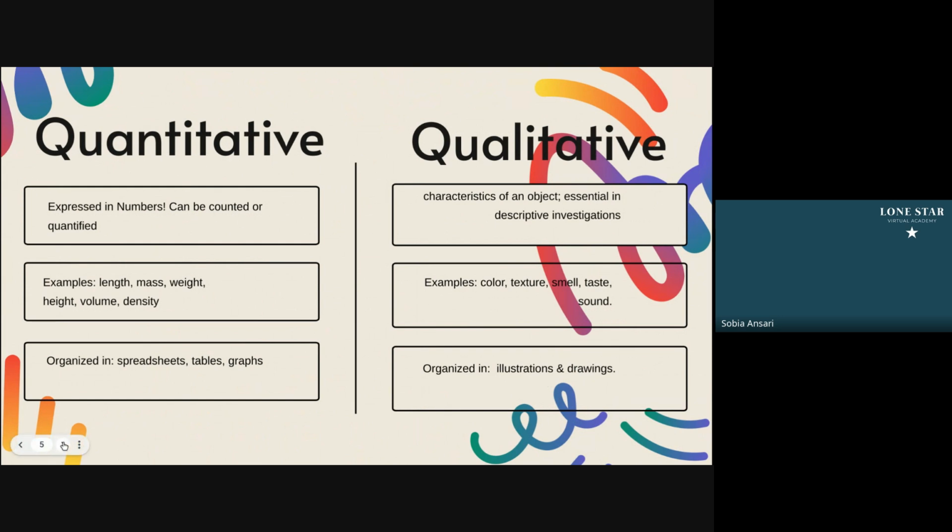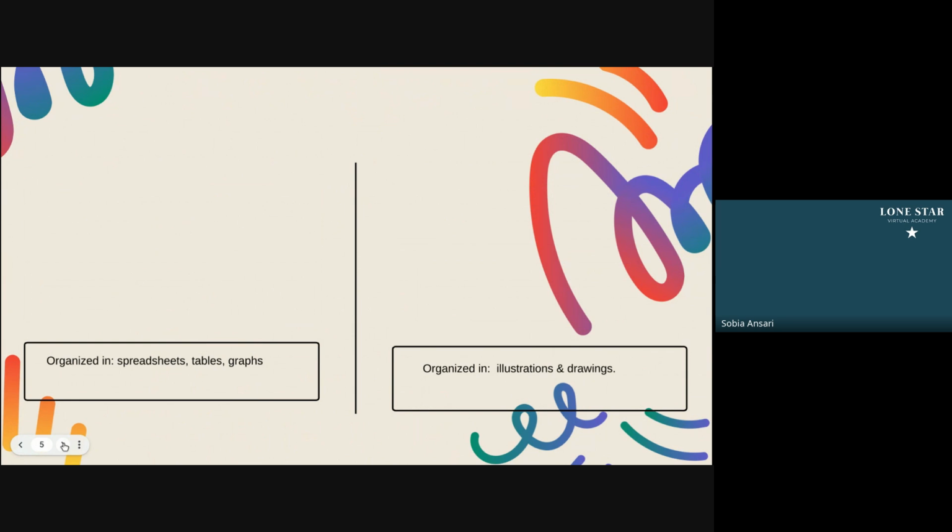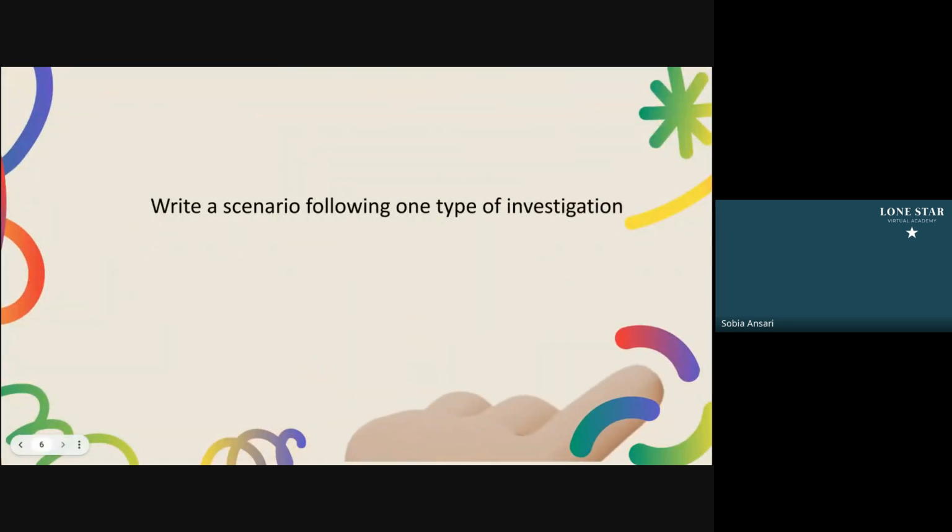I believe this is it for lessons 6 and 7. We will worry about the exit slip when we're doing our live sessions, but this is all you need to know as far as the definitions go.